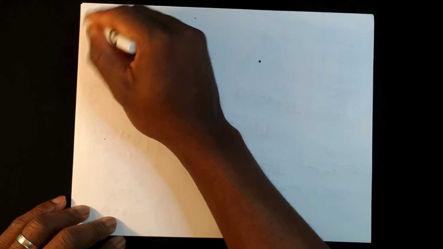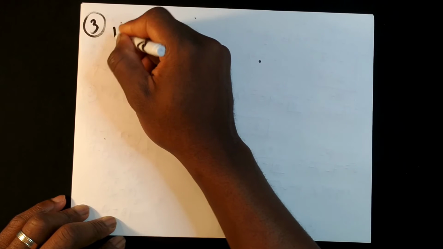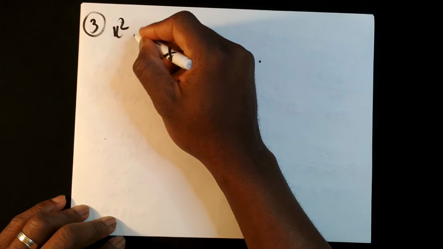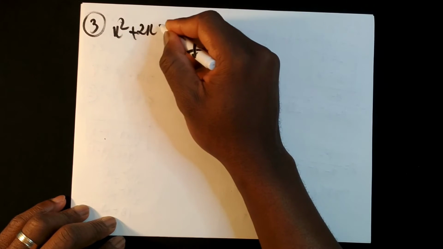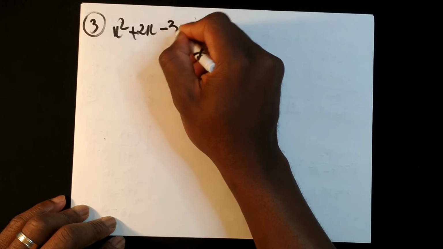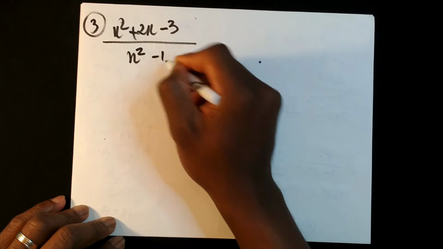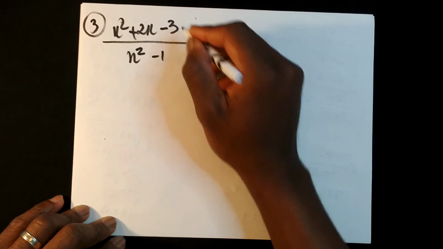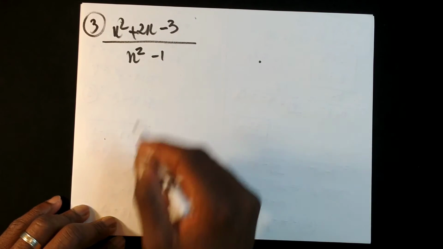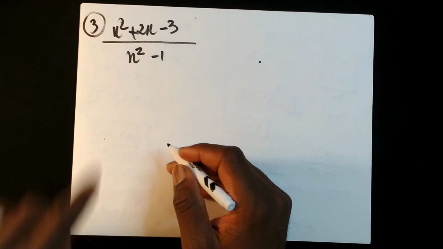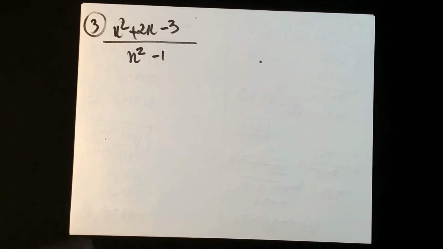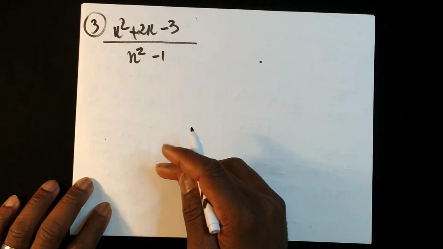Okay, number 3, we have (x squared plus 2x minus 3) over (x squared minus 1). So we have the numerator and the denominator just like we did earlier. We have to factorize the numerator and do the same with the denominator.